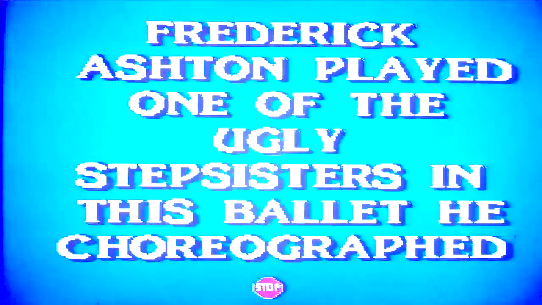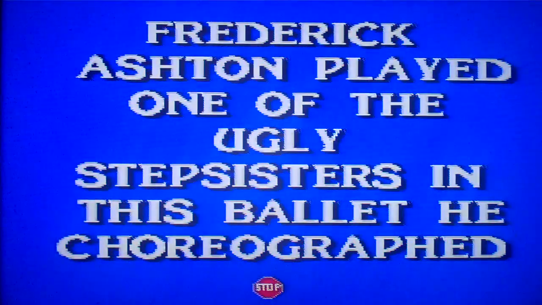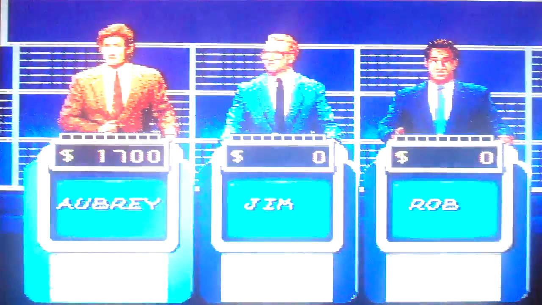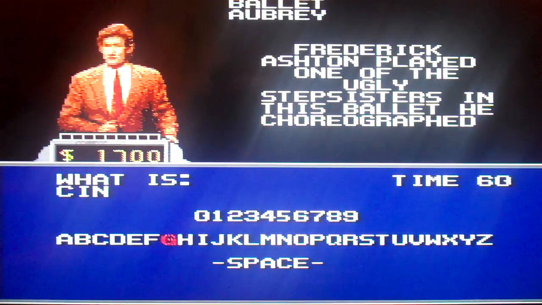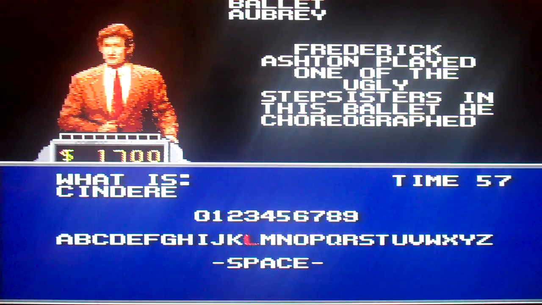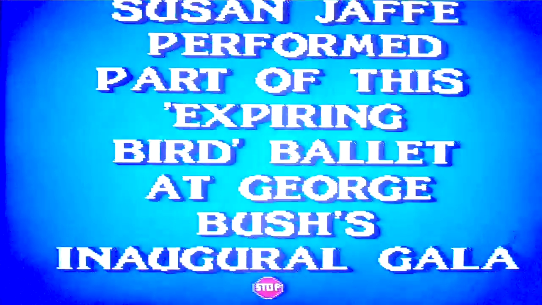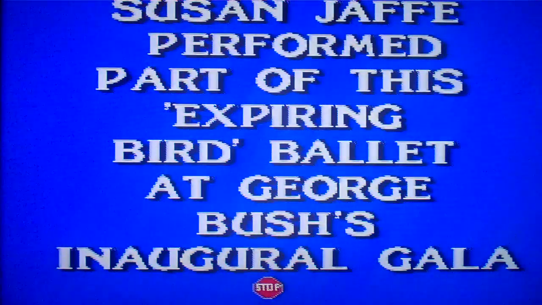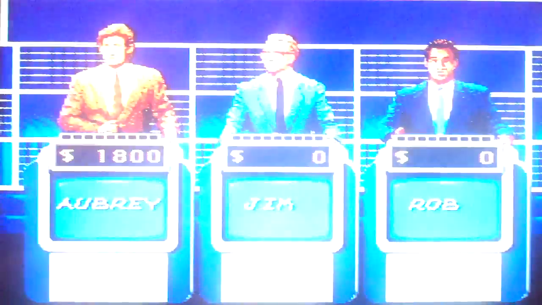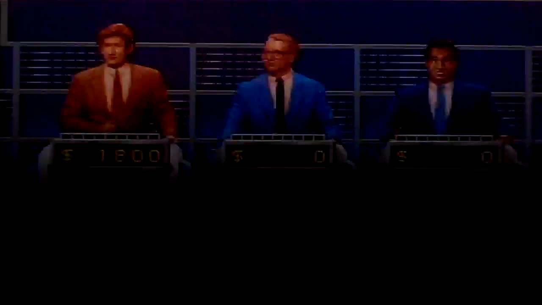The answer is... Frederick Ashton played one of the ugly stepsisters in this ballet he choreographed. What is Cinderella? There we go. Ballet 200. The answer is... Susan Yaffe performed part of this expiring bird ballet at George Bush's inaugural gala. What is Swan Lake?